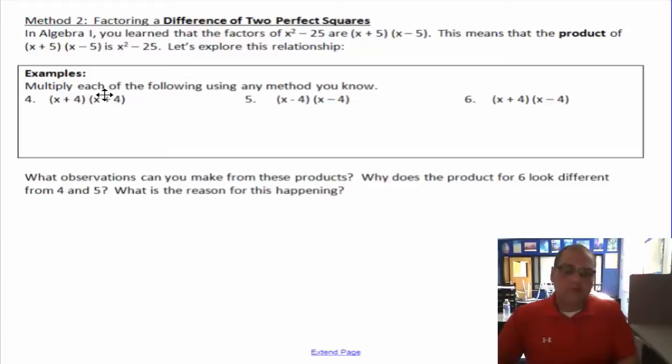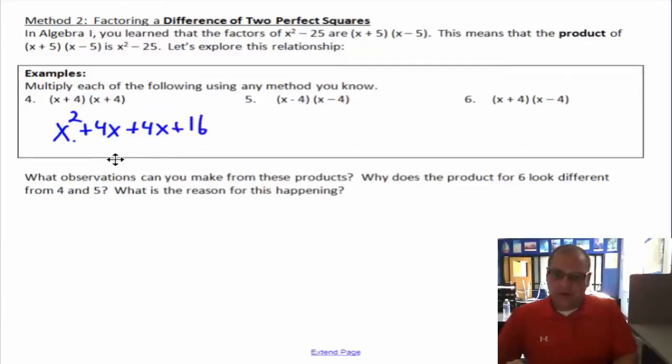these binomials. X plus 4 times x plus 4, that's x squared. And then you got to FOIL, or each with each. Everything gets multiplied by everything. X times x is x squared, and then plus 4x. And then inside is going to be plus another 4x. And then 4 times 4 gives you 16. So that's x squared plus 8x plus 16.